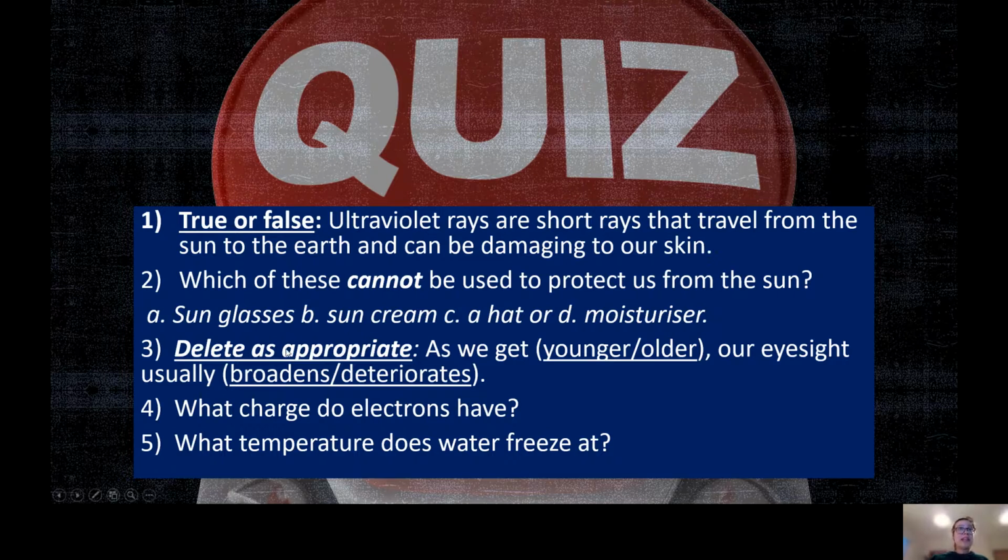Question 3, delete as appropriate. As we get younger or older, our eyesight usually broadens or deteriorates. So choose the correct one from each of the ones inside the bracket. Pause this video now and write down your answer.